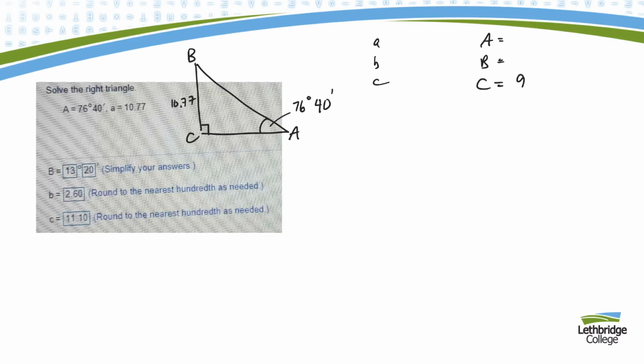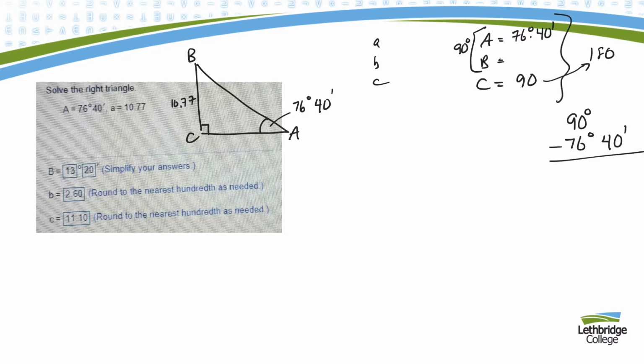So C I know is 90, A is 76 degrees, 40 minutes. Now, I know that all three of these have to add up to 180. If I subtract the 90 off, then these two have to add up to 90 degrees. So what I can do is subtract the 76 degrees 40 minutes from the 90 degrees, and that'll tell me what the answer is.